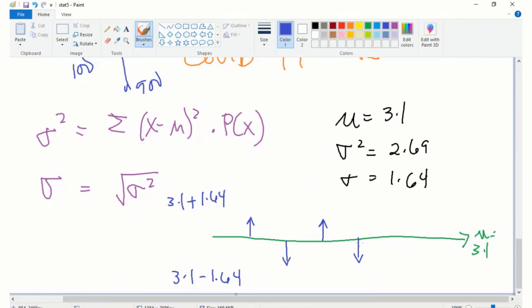So, ibig sabihin, on the average, really, 3.1 ang binibili na items. But there are also times na umaabot ng 4.74 items or mas mababa pa, which is 2.54 items lang ang binibili. Okay, yun ang ibig niyang sabihin doon ng standard deviation or the variance.